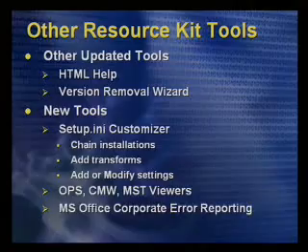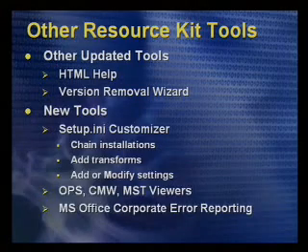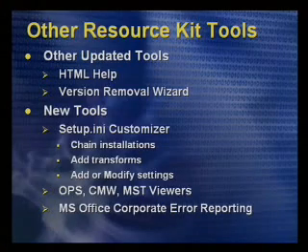Other tools in the Office Resource Kit that we've updated include HTML help, and the version removal wizard, also known as Pipe Cleaner, now has the ability to remove, obviously, the Office 2000 files. As I mentioned earlier when I was talking about chaining and customizing Office, we have this new tool called the Setup Any Customizer. It's a graphical user interface into the Setup Any file. It allows users to chain installations, add transforms, and add or modify settings like, let's say, the /Q options, or maybe logging options can be set up through the Setup Any Customizer.